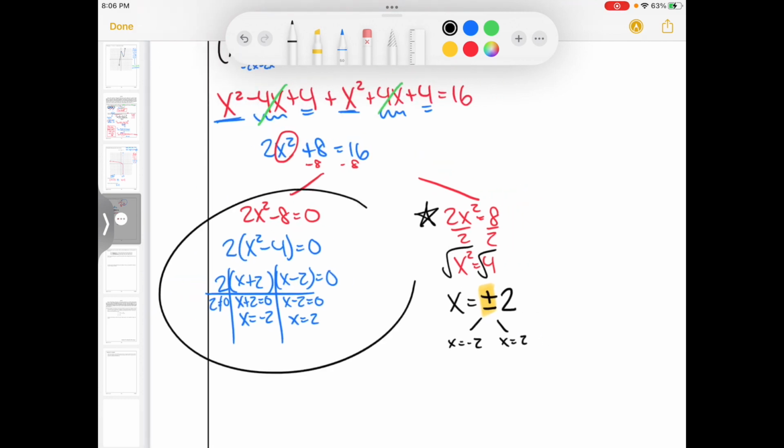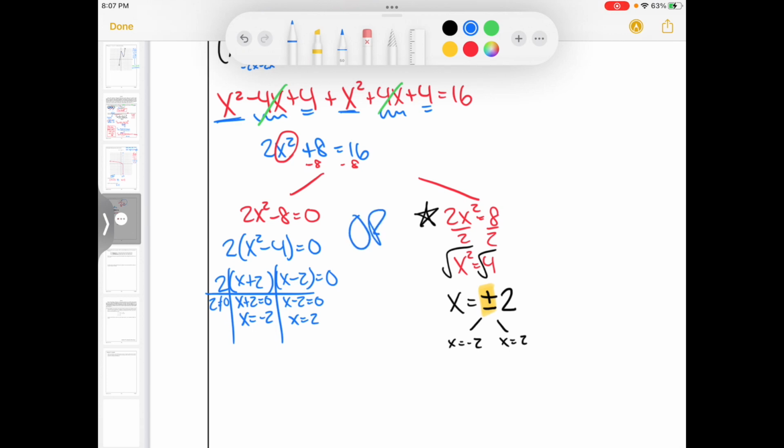the plus and minus. If you don't think you can remember the plus and minus, factor it. Works every time. It'll kind of take care of the plus and minus for you. Okay, so you don't have to do both. This is a one or the other situation for this step.